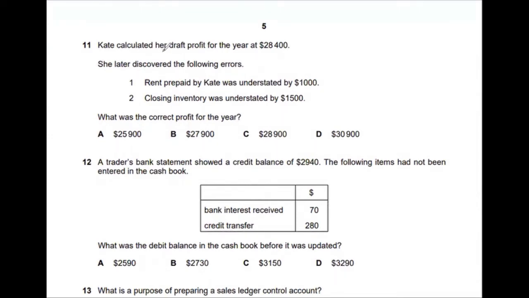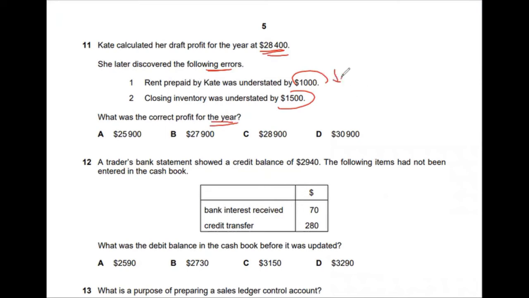Multiple choice 11. Kate calculated her draft profit for the year at 28,400. She later discovered the following errors. Rent prepaid by Kate was understated by $1,000. Closing inventory was understated by $1,500. What is the correct profit for the year? Again, this is not a complicated problem.